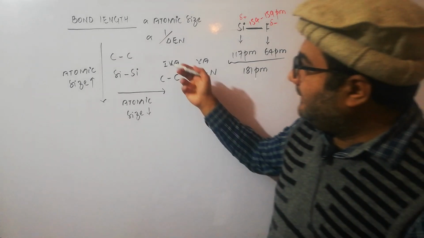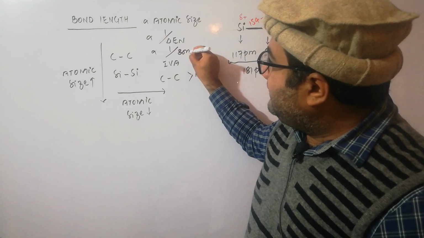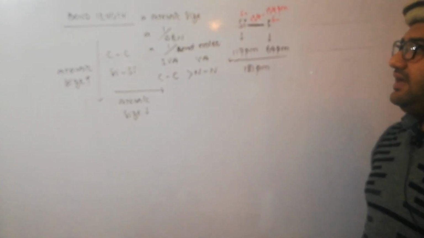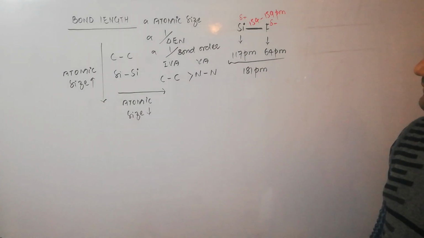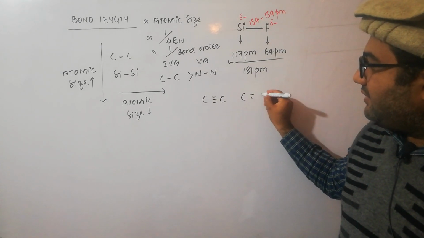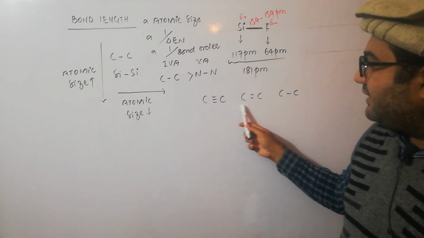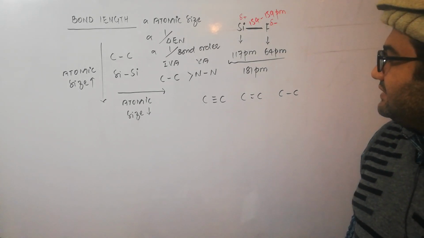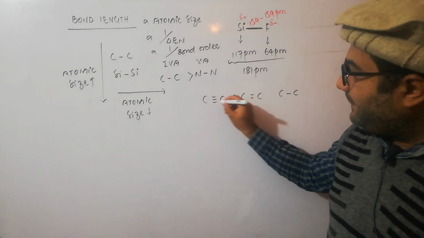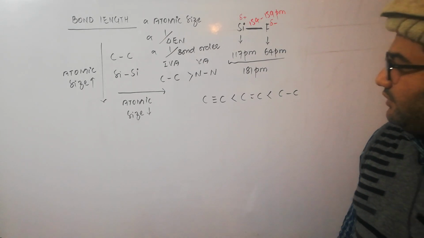Now the third factor, that is bond order. Bond length is inversely related to bond order. Bond order means the number of bonds between two atoms. For example, if there is carbon-carbon triple bond, carbon-carbon double bond, and carbon-carbon single bond, the triple bond has maximum bond order, and then the bond order decreases as we move towards the single bond. That's why the bond length will be shortest in case of the carbon-carbon triple bond, and it will be longest in case of the carbon-carbon single bond.